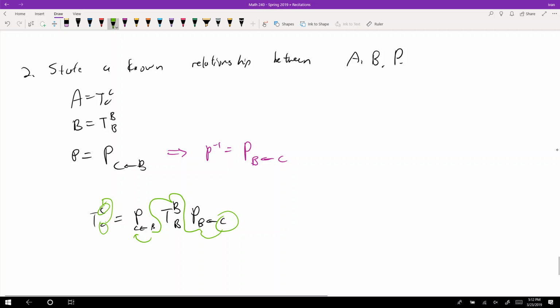Okay? And so what is this? Well, TCC is A, PBC is P, TBB is B, and that's B inverse, P inverse. So this is actually an exercise in similar matrices. So that's part 2. And then part C is just to actually multiply out the matrices and make sure that they work. And it works that way, yeah.